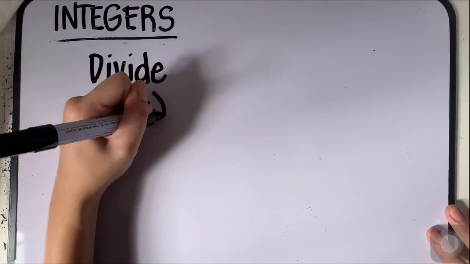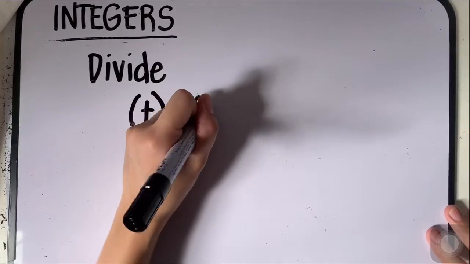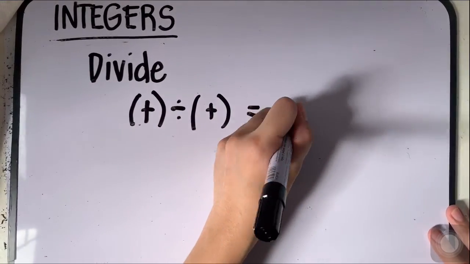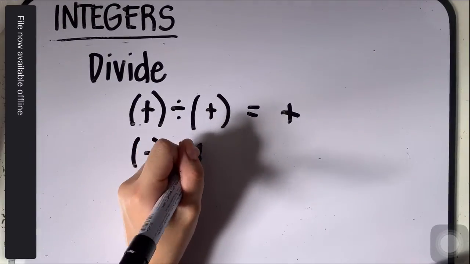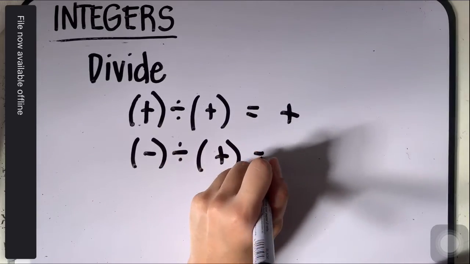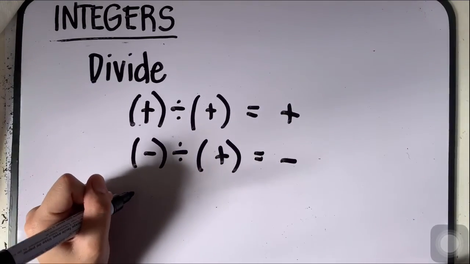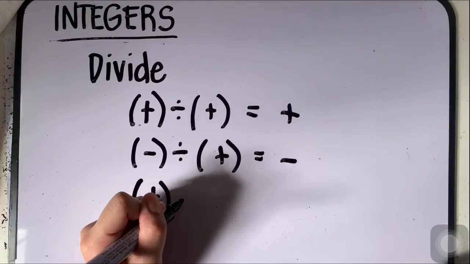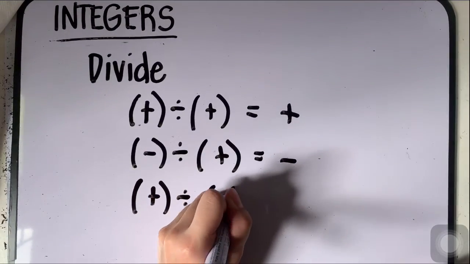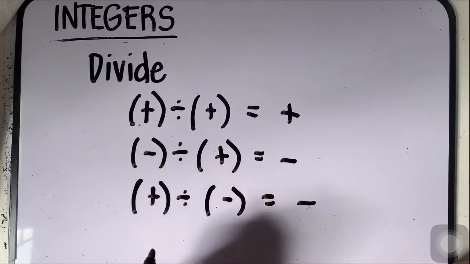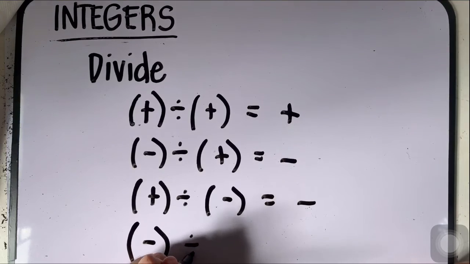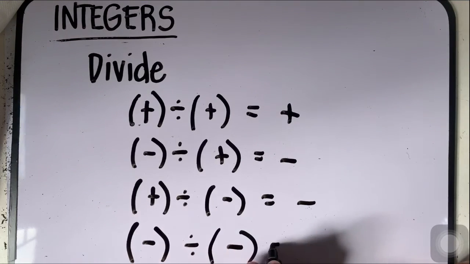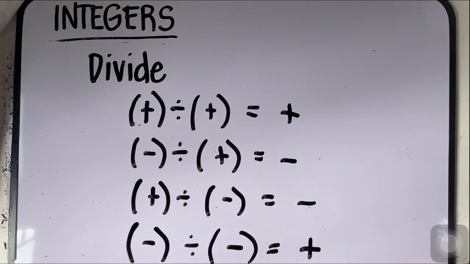The same rules apply in dividing integers. A positive integer divided by a positive integer will also result in a positive value. A negative integer divided by a positive integer will result in a negative integer. A positive integer divided by a negative integer will also result in a negative integer. And finally, negative divided by negative will result in positive. So, as you can see, they both have the same rules.